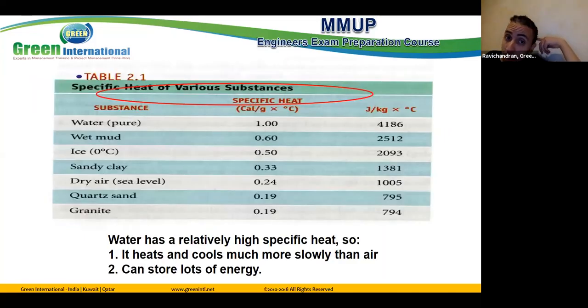So we have another property, which is very important in heat transfer. Not only conductivity, but also the specific heat of the material. For example, water's specific heat is 1. For air, 0.24. For some solids like granite, it is 1.9.